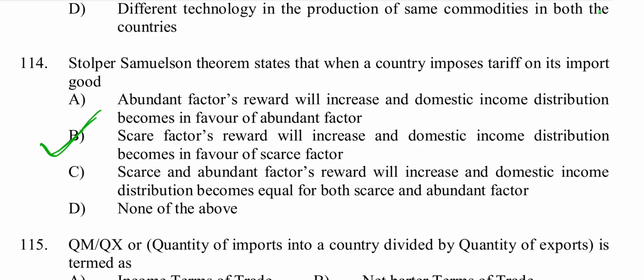Option B, because Stolper-Samuelson theorem says a tariff on import raises the return, meaning real income, of the scarce factor and lowers that of the abundant factor. So it shows how trade protection affects income distribution within a country. So option B is the right answer.